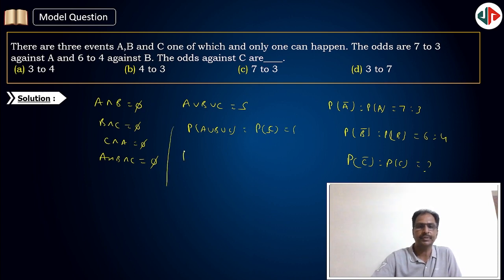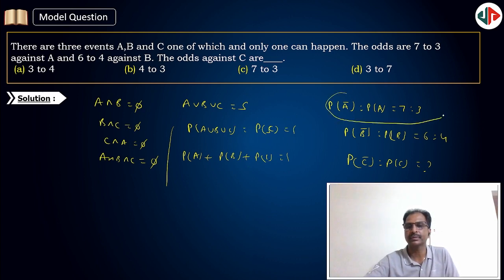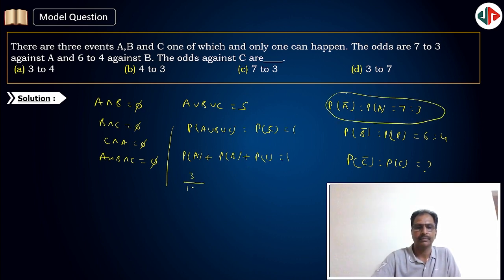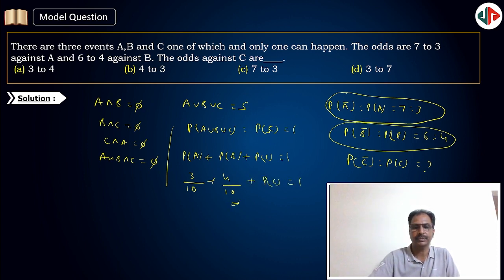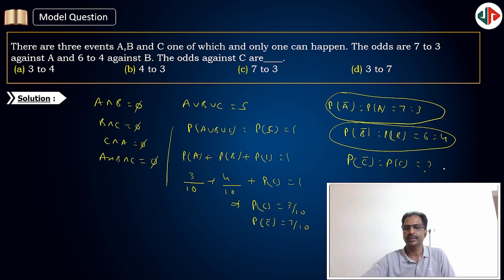Now what is P of A and B and C? Just P of A plus P of B plus P of C, that's all. What is P of A from this? 3 by 10. P of B from this is 4 by 10. So 3 by 10 plus 4 by 10 plus P of C. So from this, P of C is nothing but 1 minus 7 by 10, which is 3 by 10. If P of C is 3 by 10, P of C bar will be 7 by 10. Then what is the required ratio? 7:3. Option C.